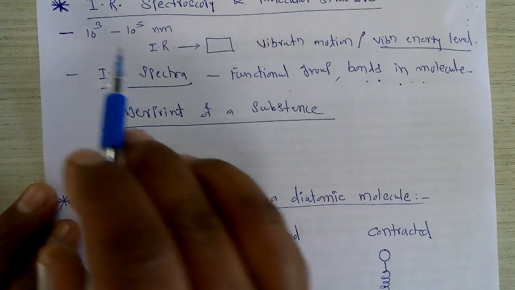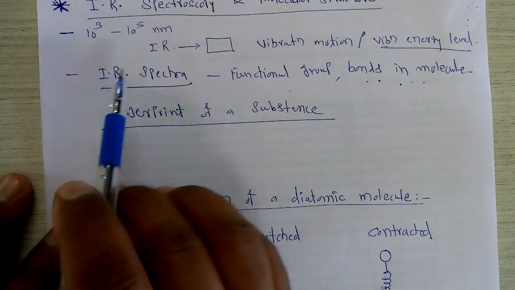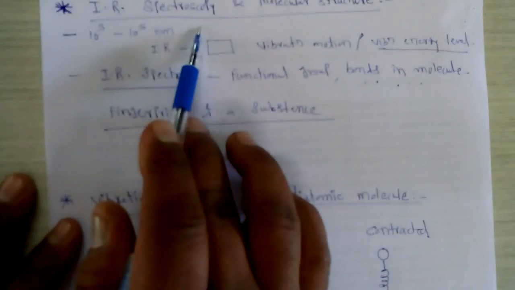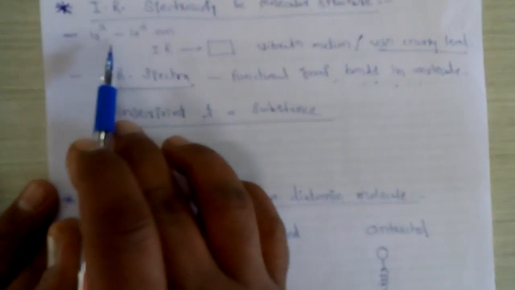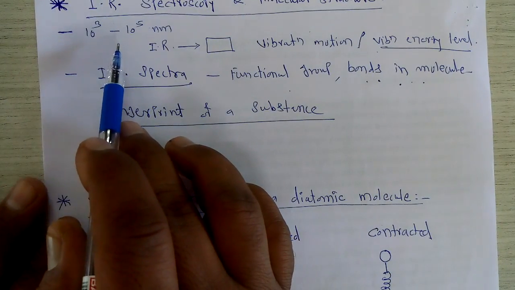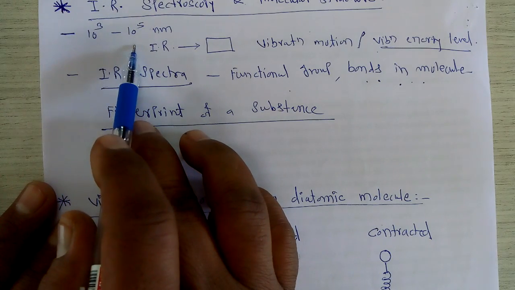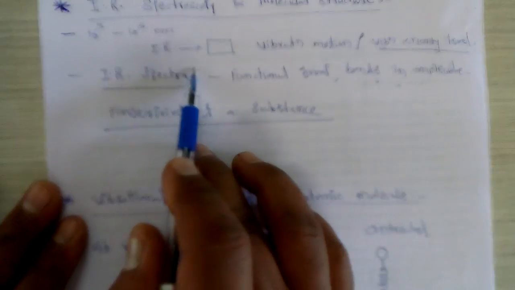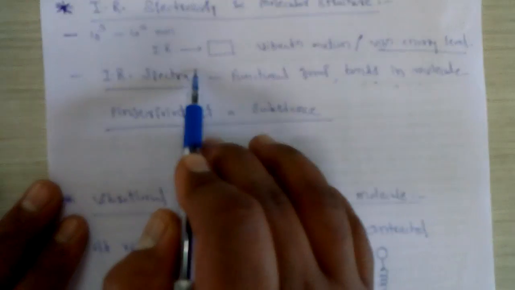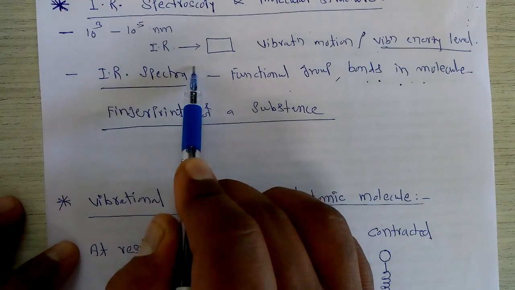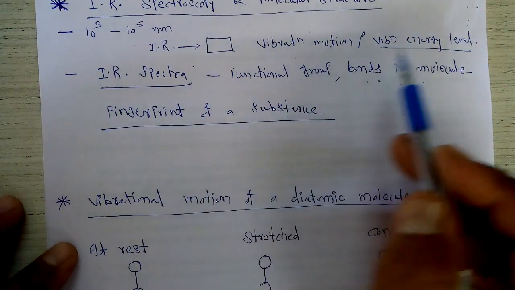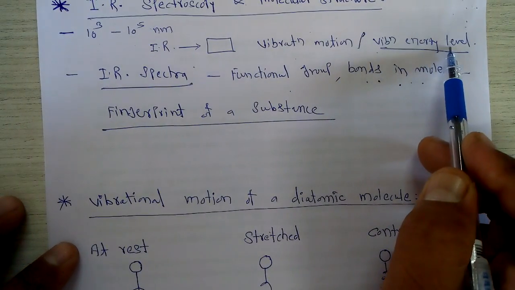So this is an important spectroscopic technique called infrared spectroscopy, which operates within the electromagnetic radiation region of 10^3 to 10^5 nanometers. In this spectroscopy, whenever IR radiations are absorbed by the molecule, there is a change in vibrational motion, or a change in the vibrational energy level of the molecule.